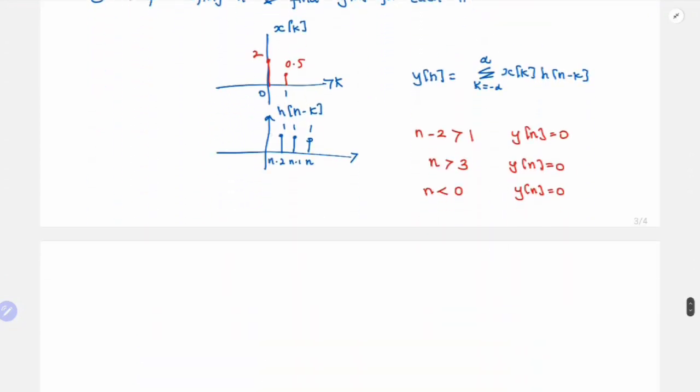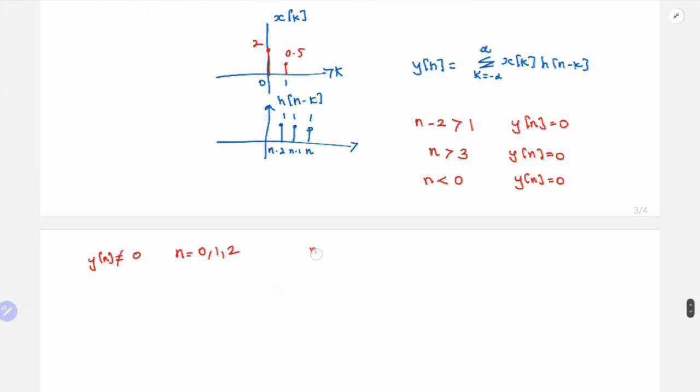So now what happens between these? y is non-zero for n equal to 0, 1 and 2. So for each of these you can check. So for n equal to 0, what happens? So your h of minus k, how will it look like?